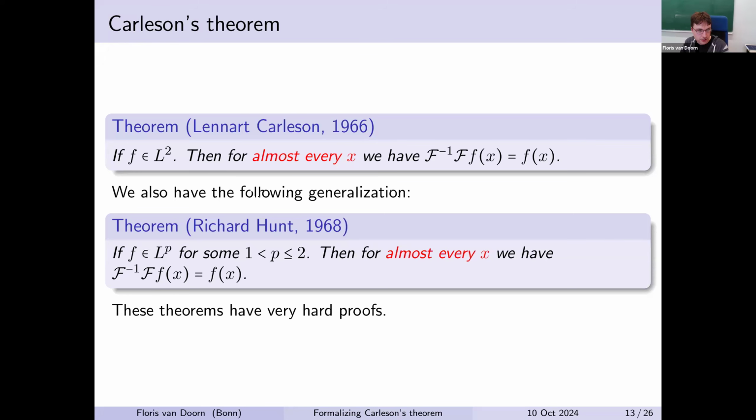That says if you don't start with an L2 function, but with an LP function for P strictly greater than 1 and at most 2, then you have the same results. And so these LP functions for P less than 1, LP functions sort of specify two properties of a function.